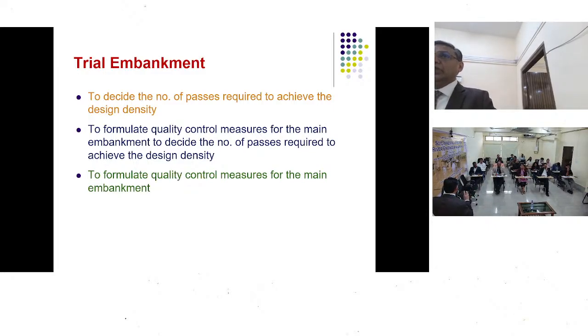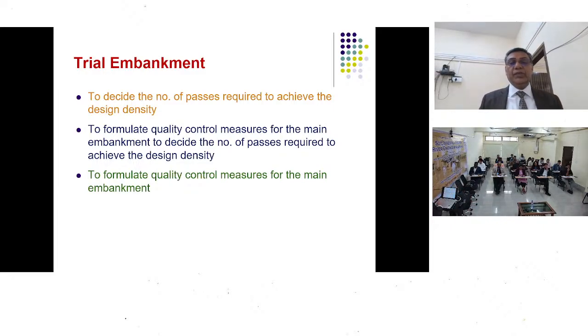So once we identify the roller which we will be using based on what is available with the contractor, we will be optimizing the number of passes. Whether we go in for 8 passes, 9 passes, 10 passes, 11 passes, 12 passes. How many passes of the roller are going to be there on that particular fill to achieve that density for which we have designed our structure. So you have to decide the number of passes to formulate quality control measures for the main embankment. Means density also you will be seeing, moisture content also you will be seeing there.